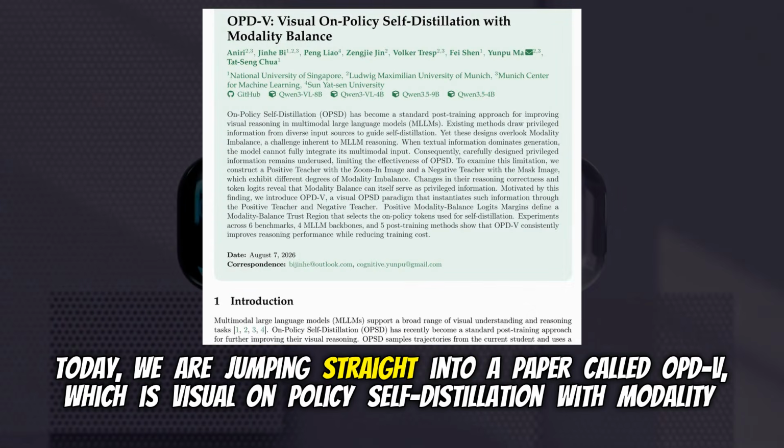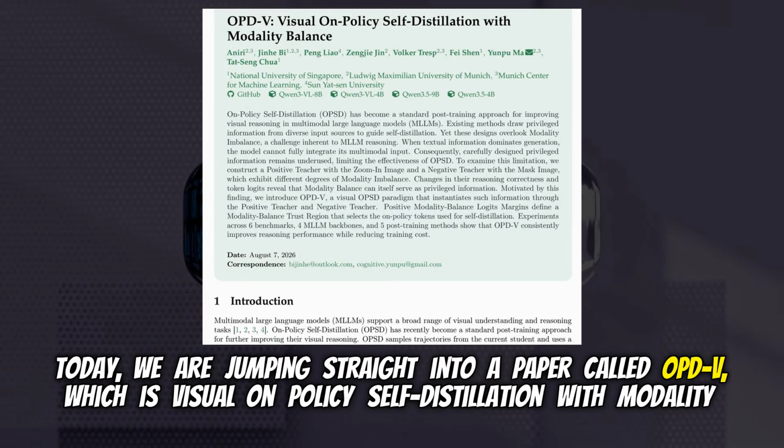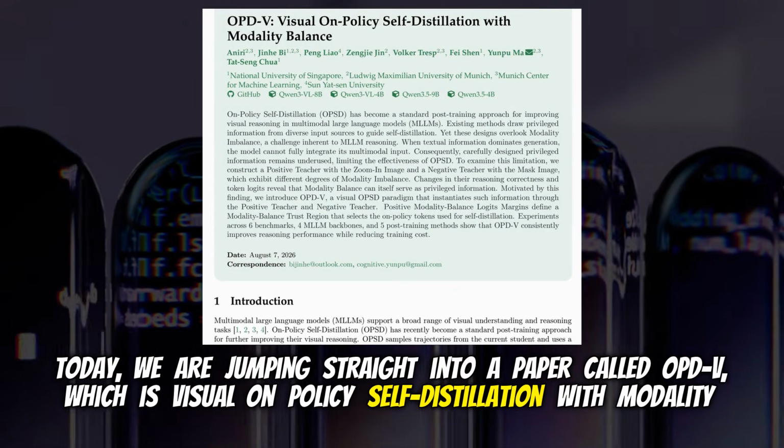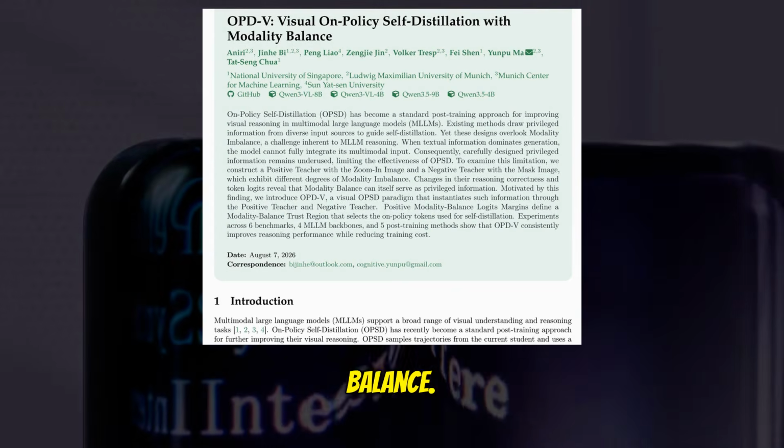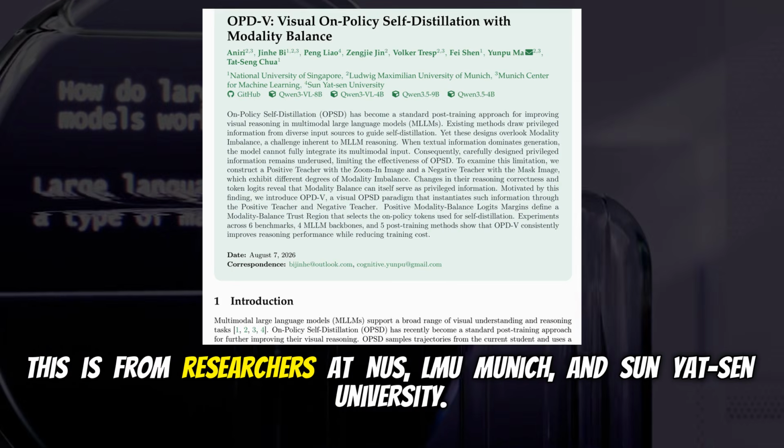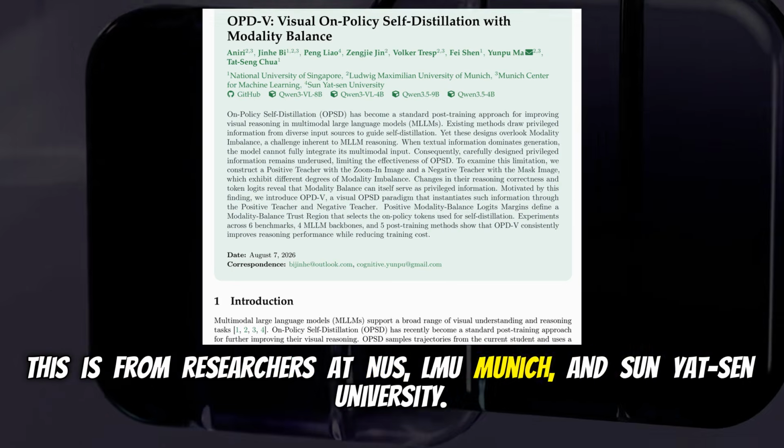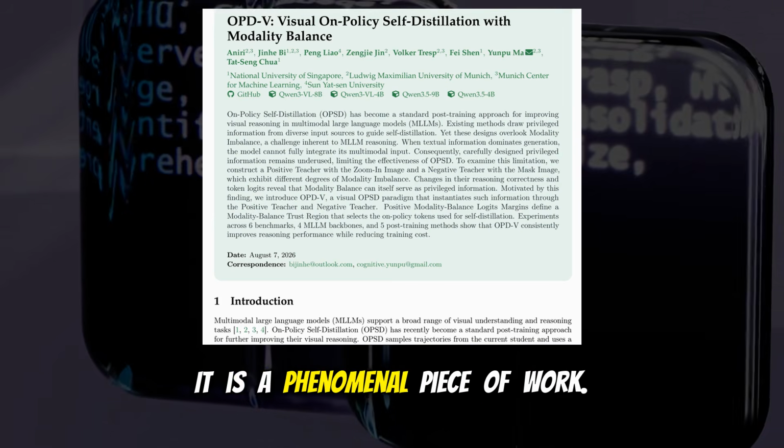Today we are jumping straight into a paper called OPD-V, which is Visual On-Policy Self-Distillation with Modality-Balance. This is from researchers at NUS, LMU Munich, and Sun Yat-sen University. It is a phenomenal piece of work.